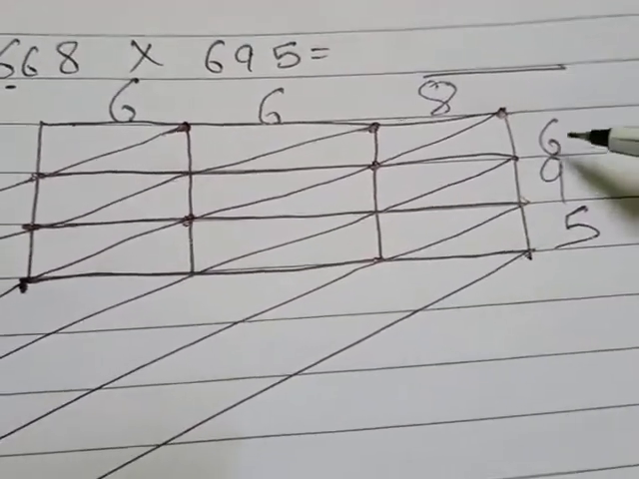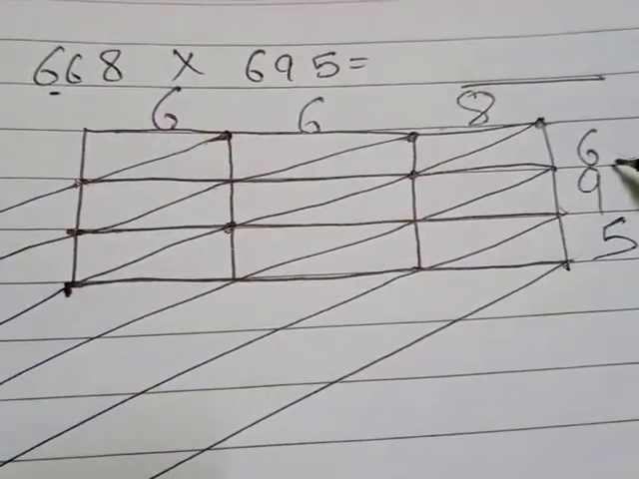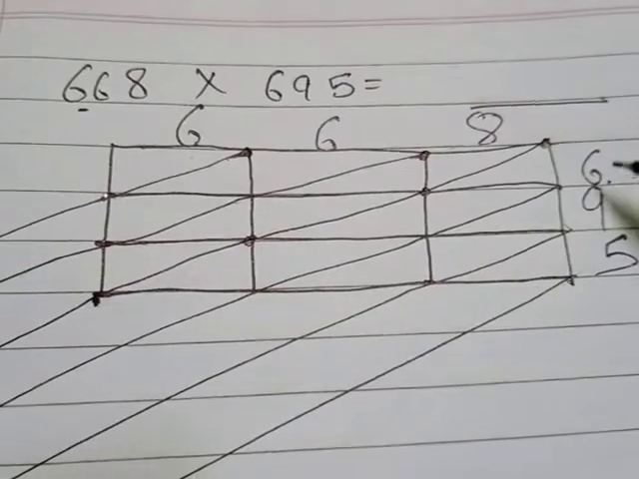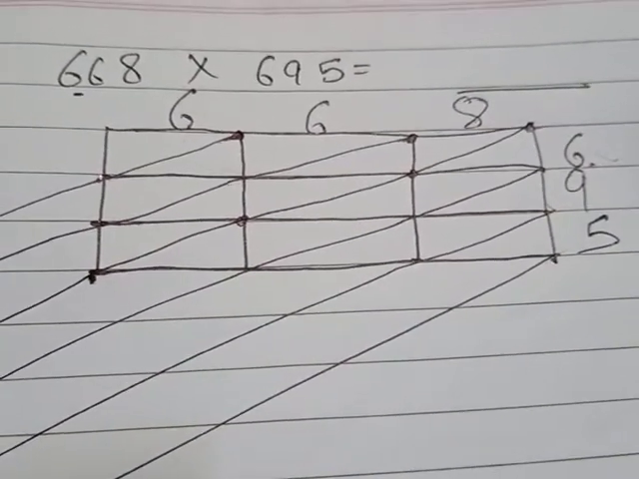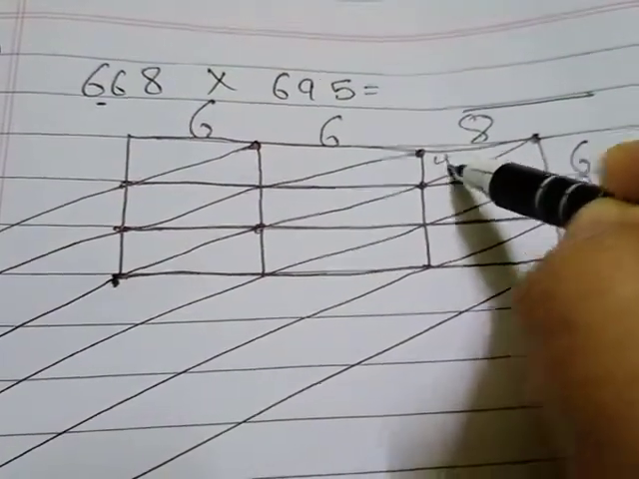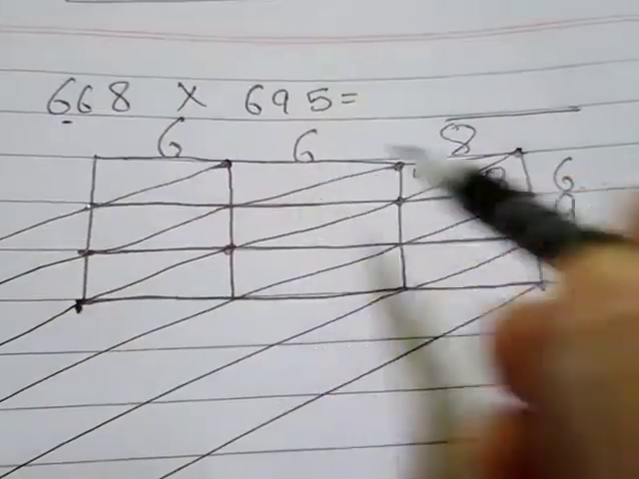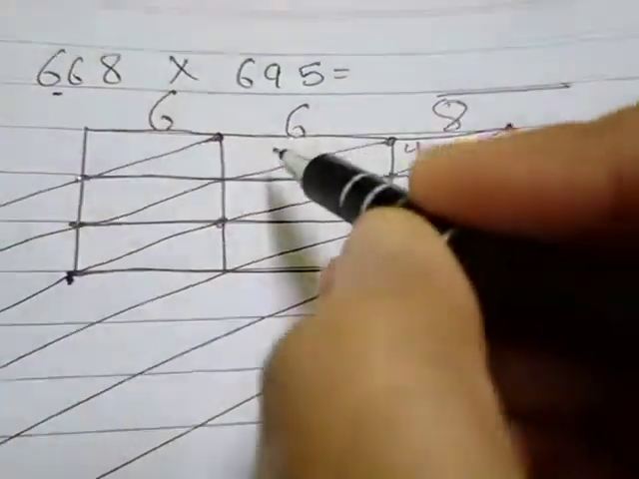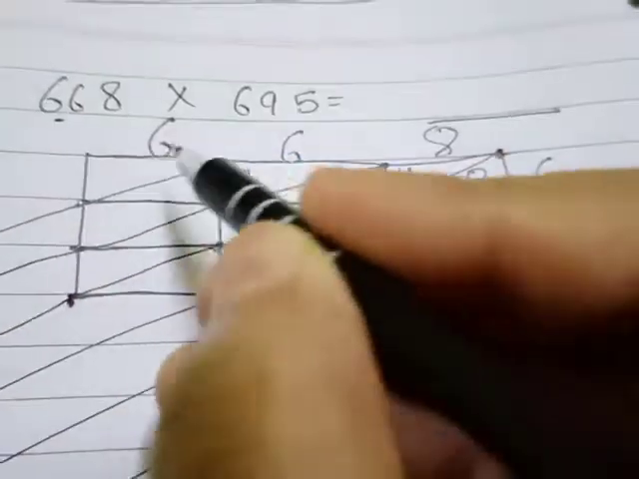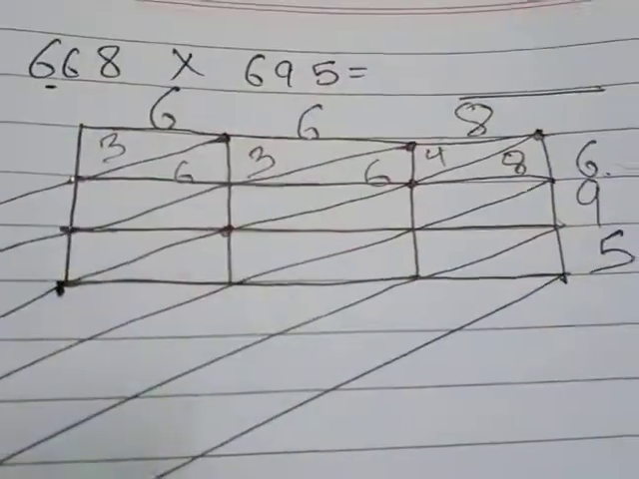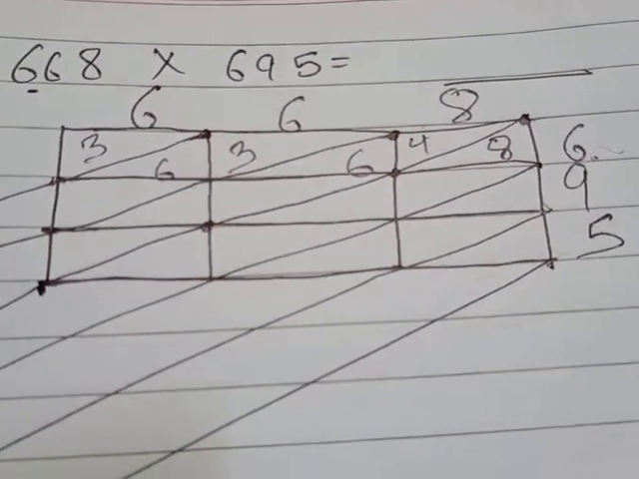So first of all, we have to multiply 668 with the first multiplier, that is 6, right? So 6 8s are 48. 48 is a 2-digit number, so 4 we'll write here and 8 here. Then 6 6s are 36, so we'll write here 3 and then 6. Again 6 6s are 36. Is it clear? So we have done the first multiplier solution.